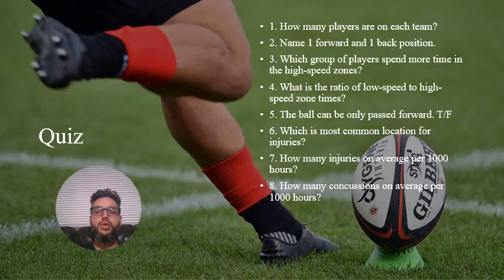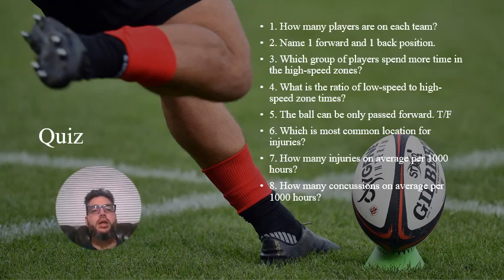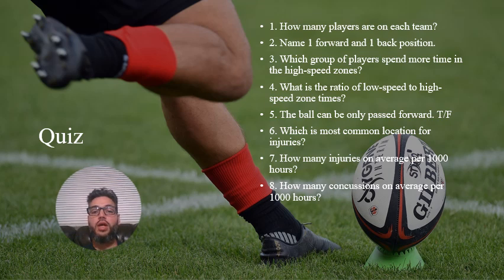And then we have a little quiz. How many players on each team? As well as name 1 forward and 1 back position. Again, there's around 8 forwards and 7 back positions, just 1 of each. Now, which group of players spend more time in the high speed zone? So is it the forwards or the backs? And what is the ratio of low speed to high speed zone time? So again, what is that percentage that we're looking for from just walking versus all out sprinting?